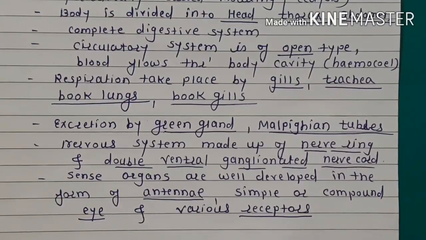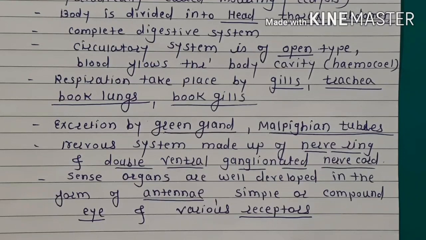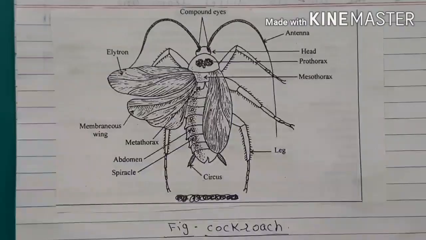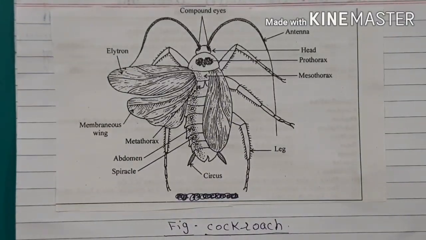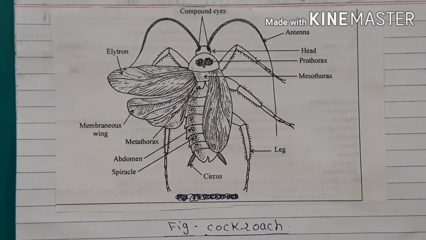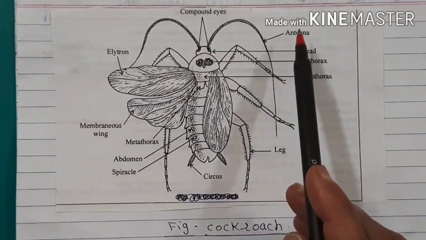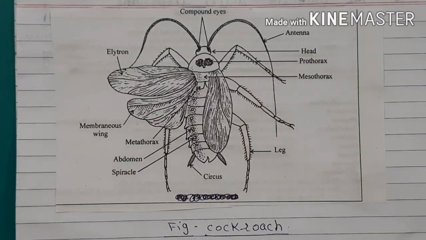Respiration takes place by gills, trachea, book lungs, book gills. These are respiratory organs. Excretion by green gland, Malpighian tubules. Nervous system is made up of nerve ring, double ventral ganglionated nerve cord. The sense organs are well developed. It consists of compound eyes, antennae and various receptors.